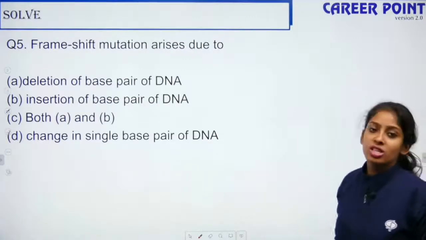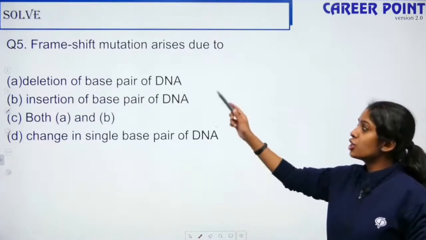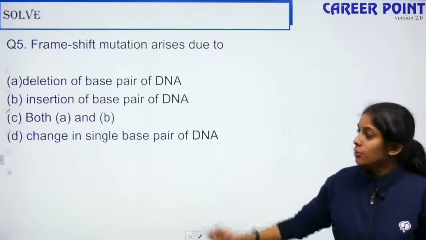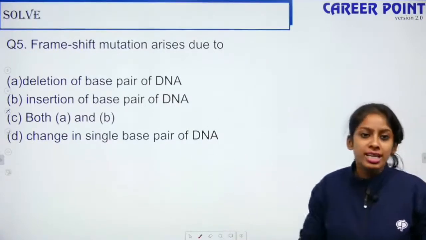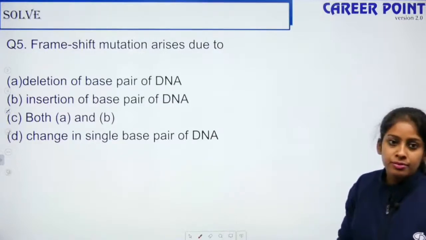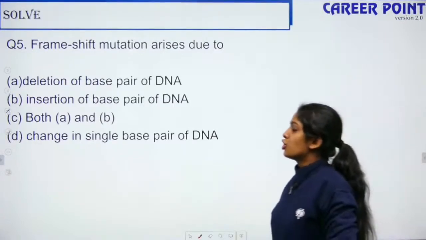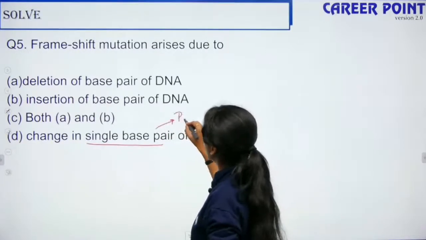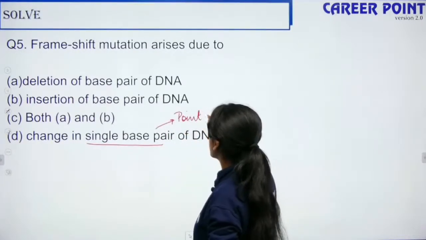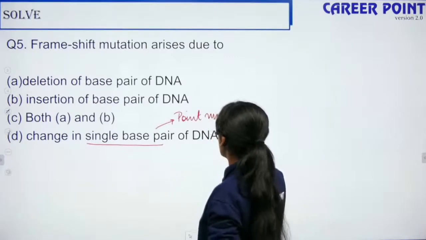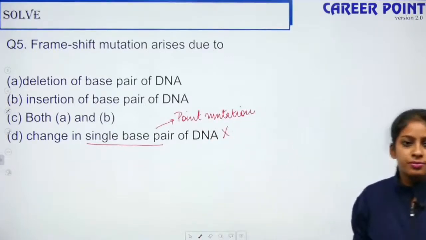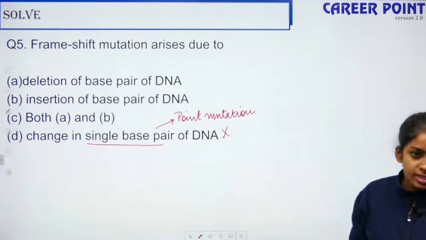Frame shift mutation arises due to deletion of base pair of DNA, insertion of a base pair of DNA, both A and B, change in a single base pair of DNA. So change in a single base pair of DNA is your point mutation. So D is not the right answer. D is not the right answer, Prince.